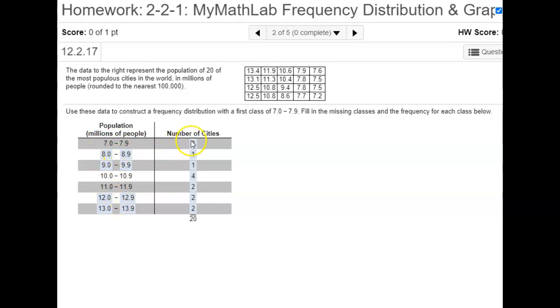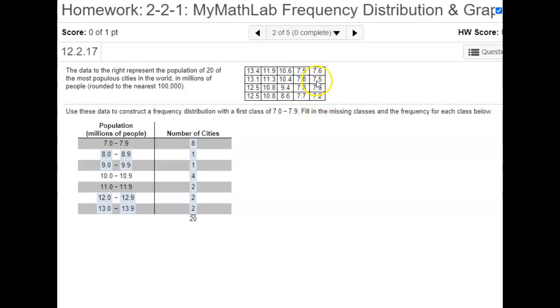And now to fill in this side of the frequency distribution, we're just going to count. So what we would do is we would go through these 20 data values and find out how many of them fall within the range 7.0 to 7.9. And so we would do that by counting.